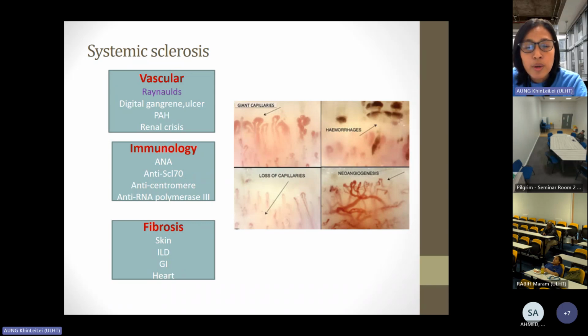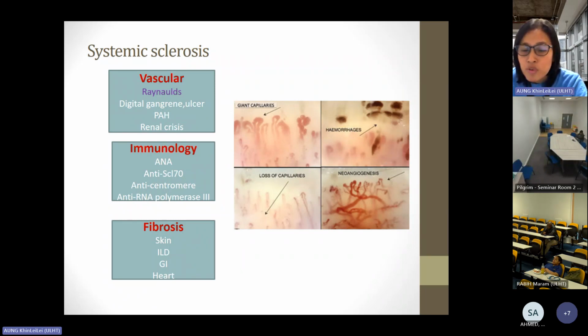In contrast to primary Raynaud's phenomenon, it can result in tissue ischemia and tissue damage. The patient can progress to digital ulcer, digital gangrene, pulmonary arterial hypertension, and scleroderma renal crisis. This scenario is also common in the MRCP2 exam as well. Systemic sclerosis patient, acute renal failure, recent introduction of some steroids. So it is also a common scenario as well.